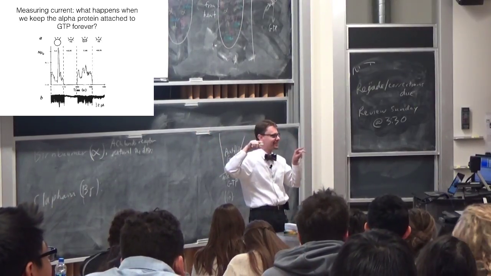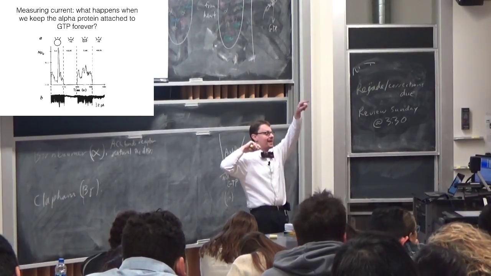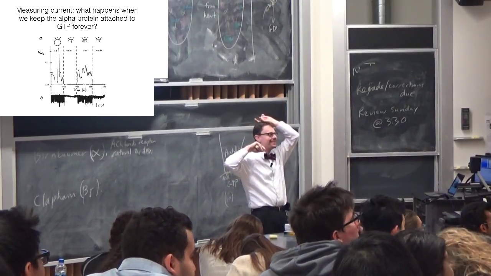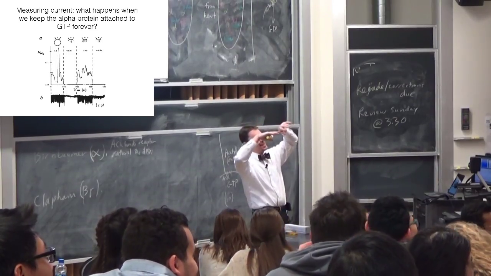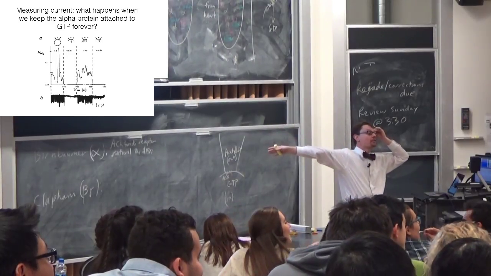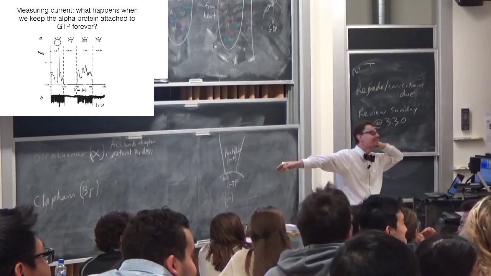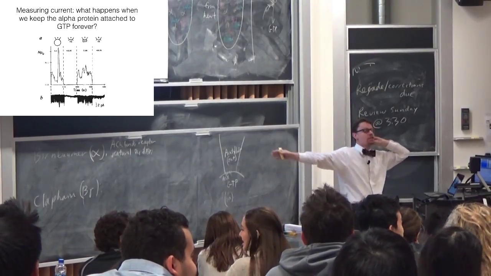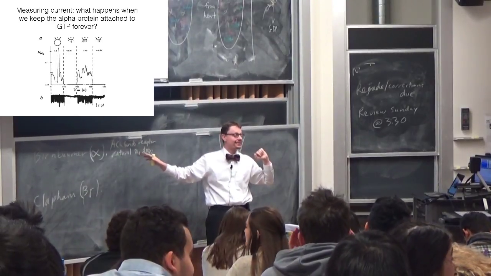Dan, what do you think is going to happen? What happens when the acetylcholine binds? I'm going to say that it changes shape. It changes shape, yeah. There was a GDP bound. What happens to that? It gets released, yeah.